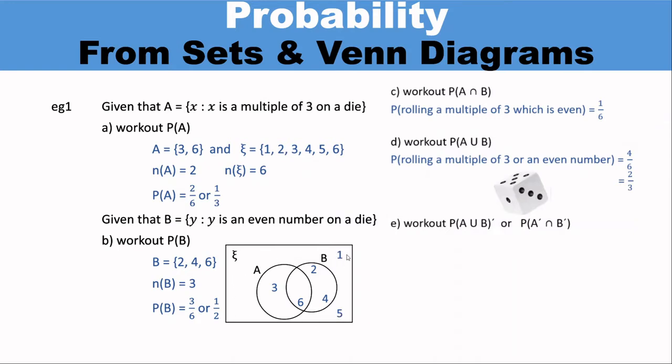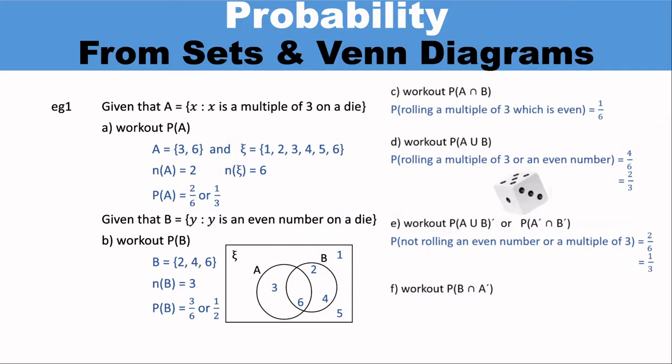And that defines just these two values here. This is not a multiple of 3, and nor is it an even number. This is not a multiple of 3, nor is it an even number. The probability of rolling a number which is not a multiple of 3 and it's not an even number is 2 out of 6. Or, of course, we can simplify that. Both the numerator and denominator could divide by 2. That gives us 1/3.